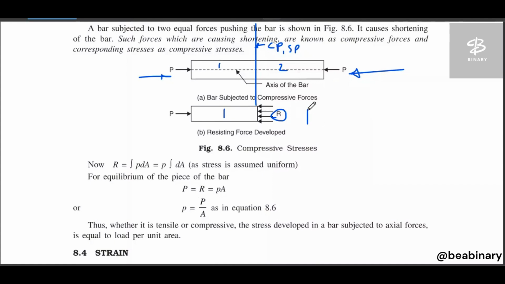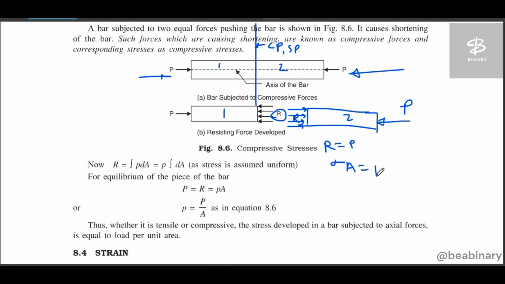Now for the remaining surface, suppose this is component number two. Here the force P acts, and these are the resistance forces acting. So this is also a resistance force, a compressive force. Now for the equilibrium condition, R is equal to P, but R is equal to sigma into area. This is equal to P.